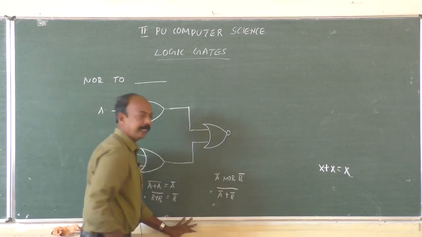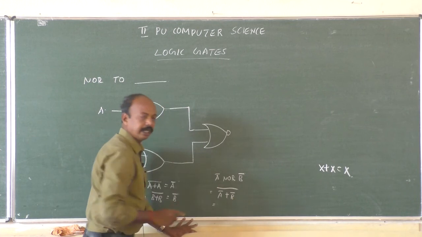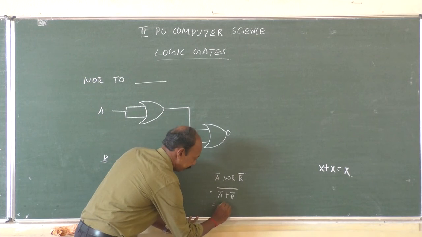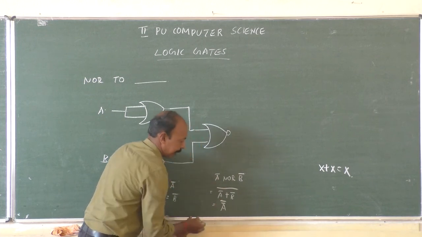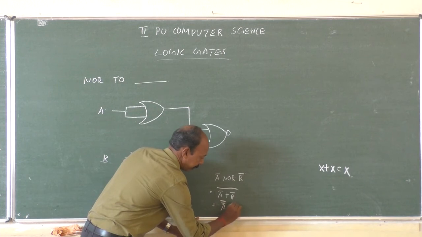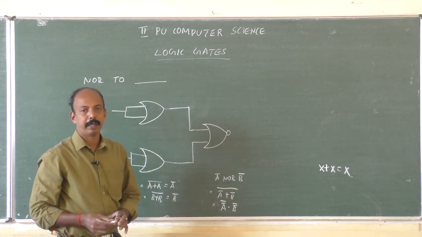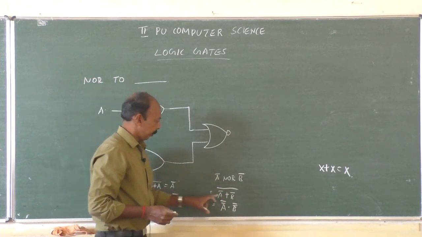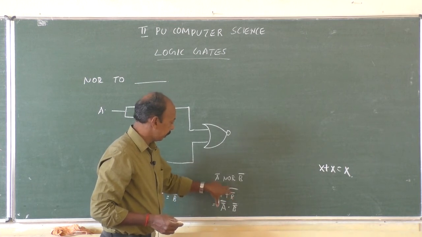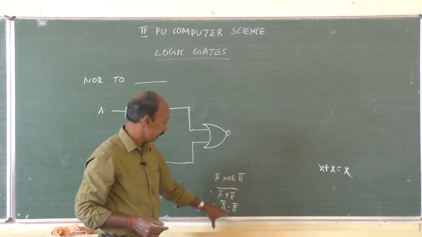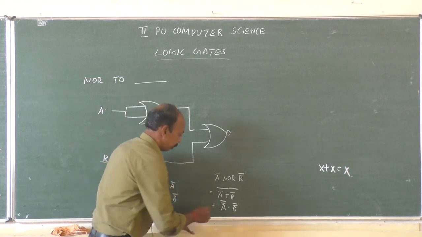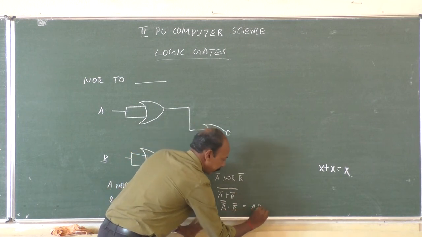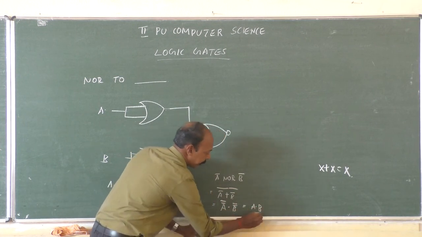So which could be written as, by using De Morgan's theorem, what we can write? We can write it as A bar double bar dot B bar double bar, because of the De Morgan's. When OR sum of two variables is inverted, it is equal to inverting the individual variables and ANDing them, isn't it? So A double bar is equal to A, B double bar is equal to B, so A dot B.